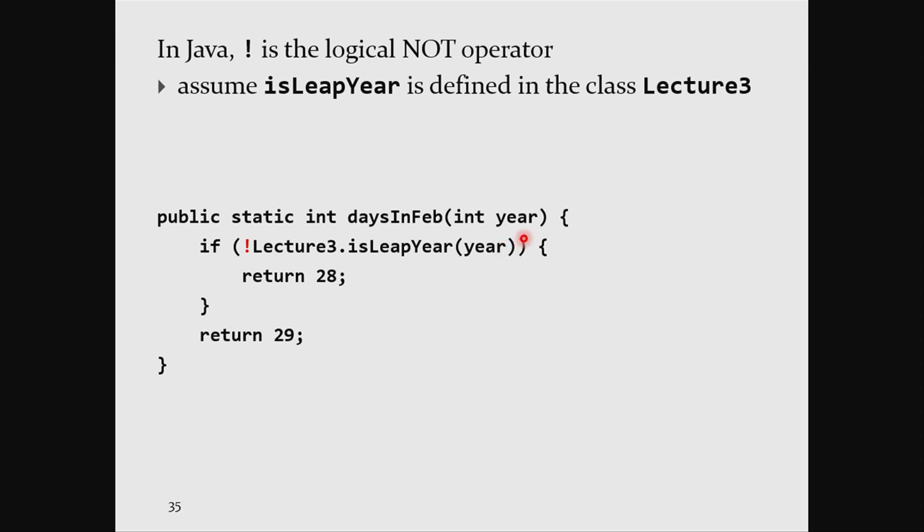So if it's not a leap year, Lecture3 isLeapYear returns true if it's a leap year. The exclamation mark in front negates the value on the right-hand side. So if year is not a leap year, that's what the exclamation mark means, return 28. Otherwise, return 29. Obviously, you could write this as if Lecture3 isLeapYear, return 29, but I wrote it this way to show you how to use the not operator.